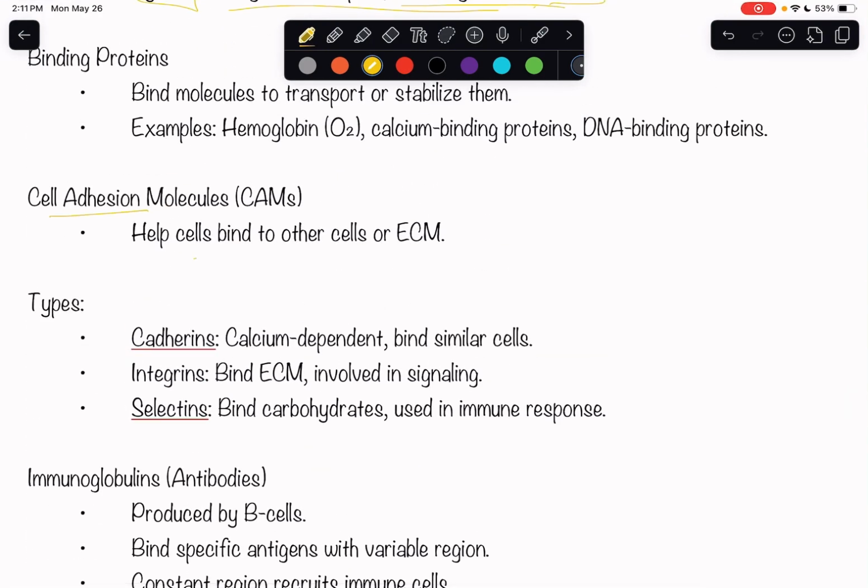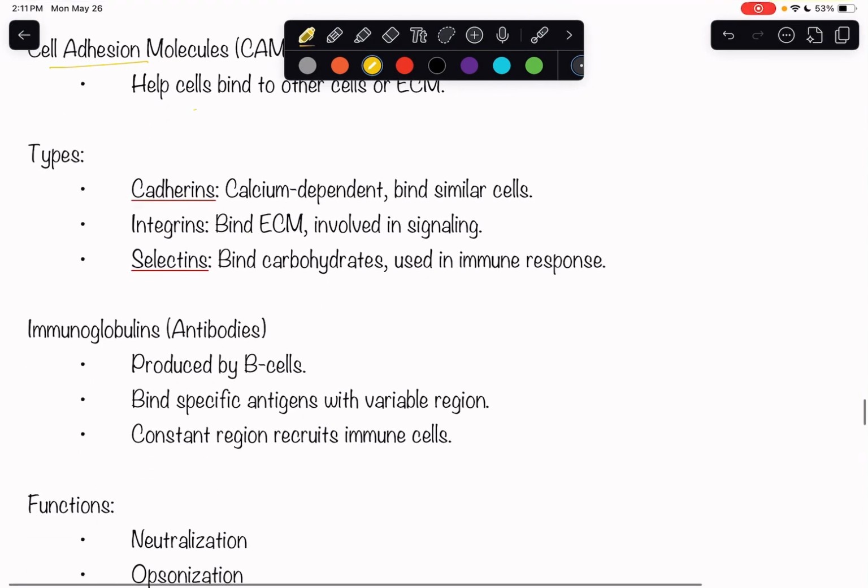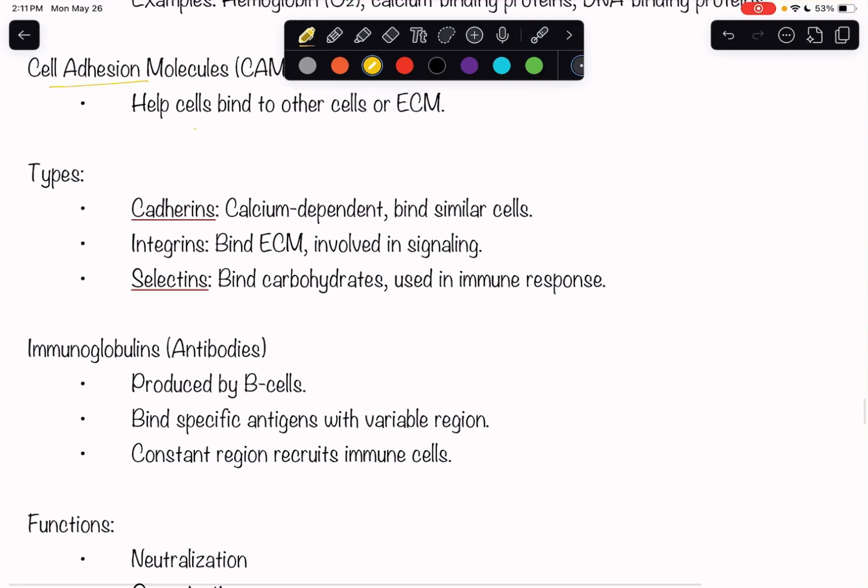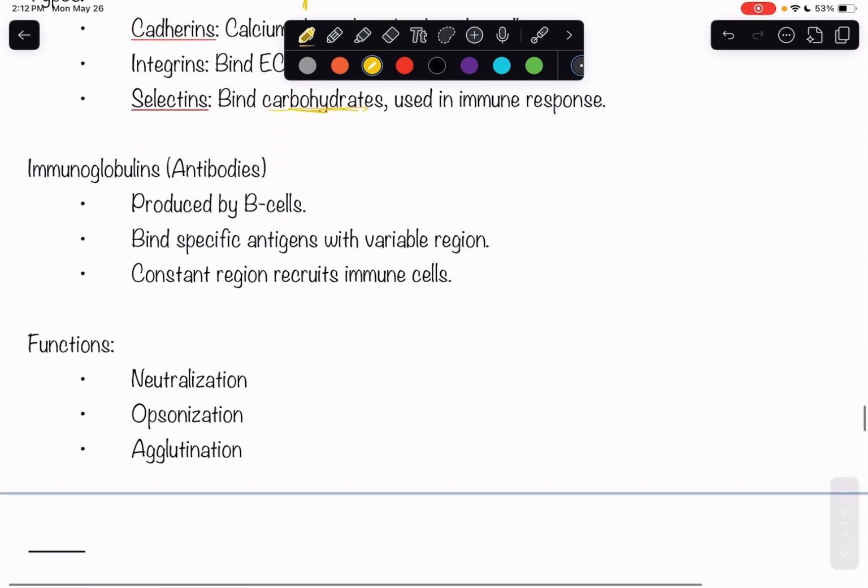Adhesion, right, connection. So the three different types of cell adhesion, and this is definitely something I would call pretty big information. Your cadherins are calcium dependent, so these use calcium. Your integrins bind to your ECM, and they're involved in signaling, and then your selectins obviously focus more on carbohydrates, and they're really used in immune response.